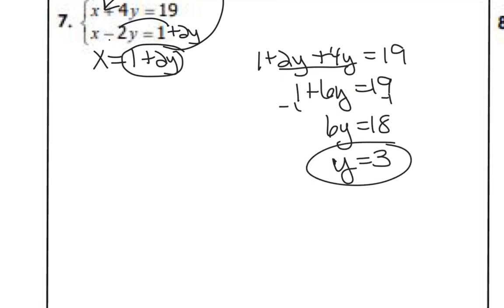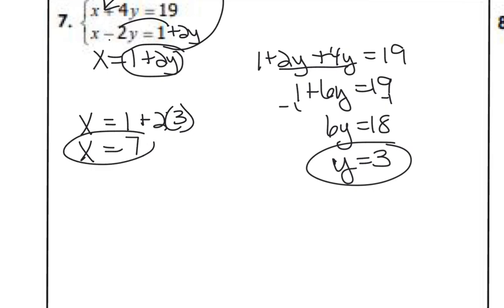So now I can plug it in any equation, and let's just plug it in this one. All right, so I'm replacing y with 3. So x equals 1 plus 6, so x is 7. So my solution is the ordered pair 7, 3.